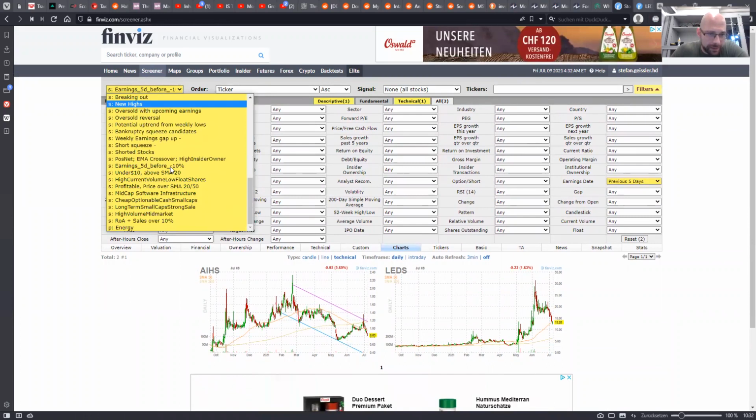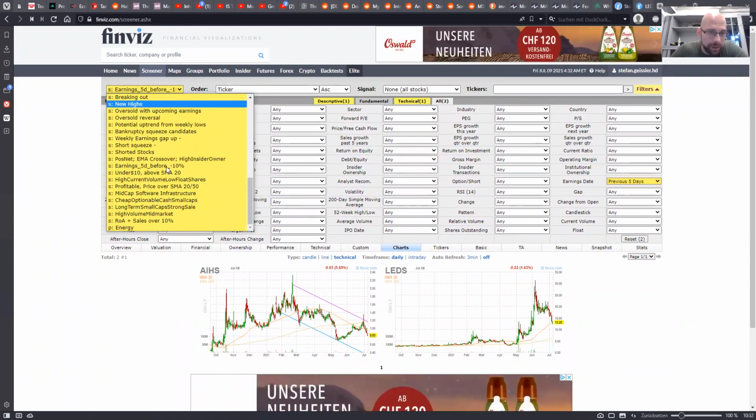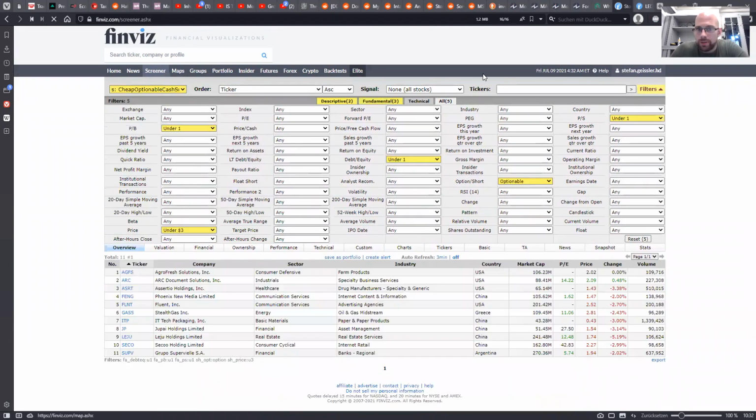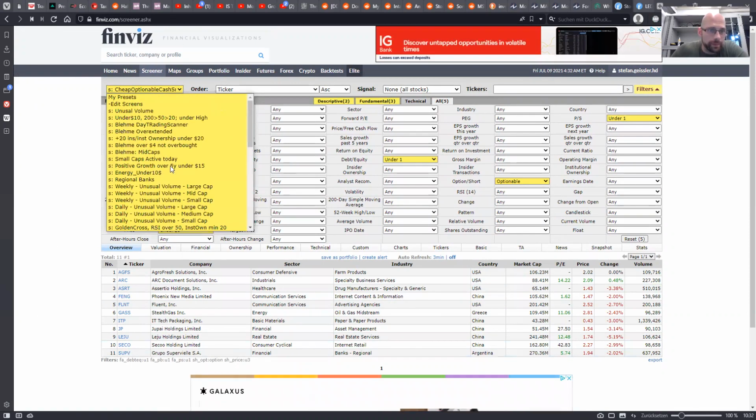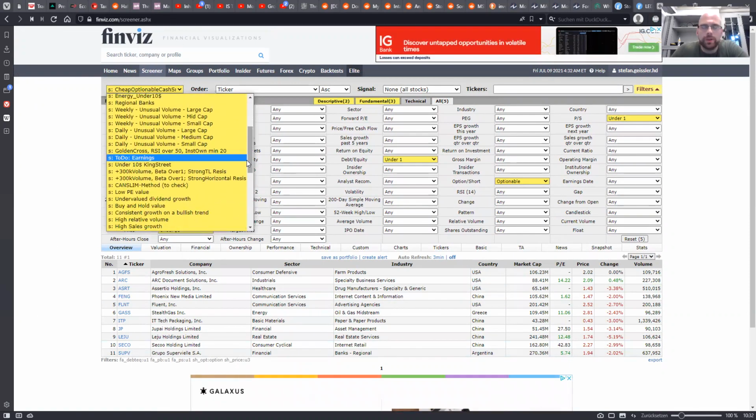Then I have cheap optionable small caps, so looking for wheel candidates. Usually as a pre-screening for my watch list, I go through these. So we have 6 screeners, daily and weekly unusual volume, parted in small, medium, large caps.